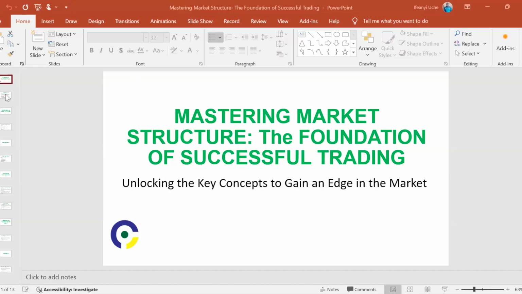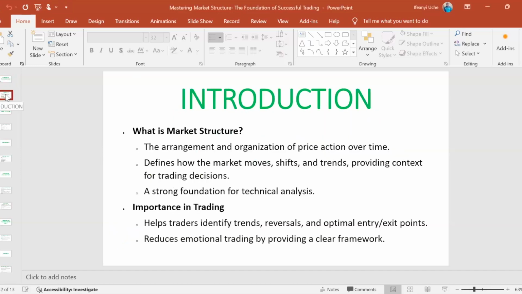All right, so now let's go on to the main lesson. The introduction: what is market structure? That's a big question. When you come into the market, you heard about price action. Price action forms the charts, whether you are using line charts or bar charts or candlesticks. Price action over time forms those charts.